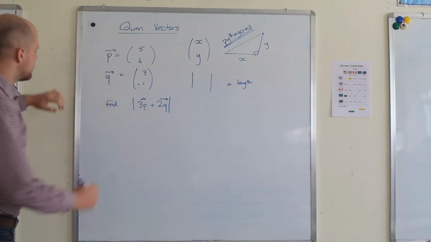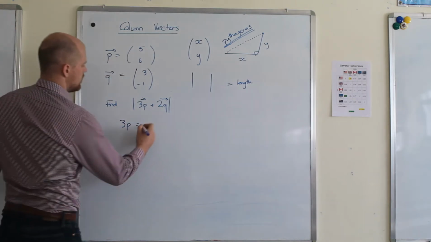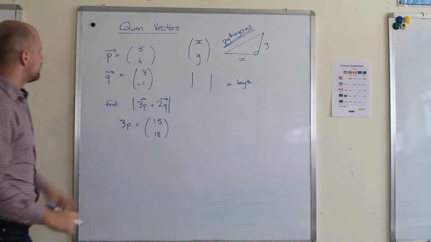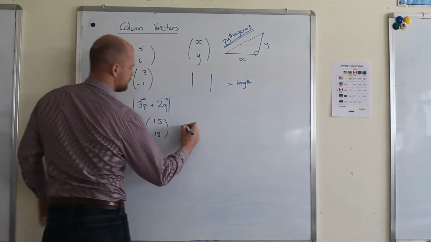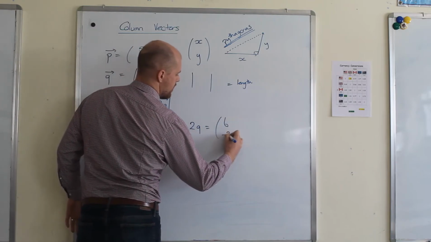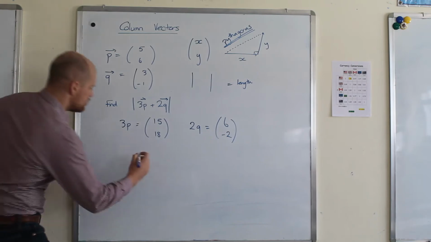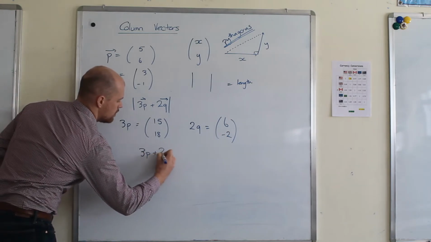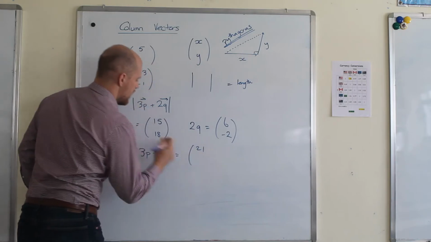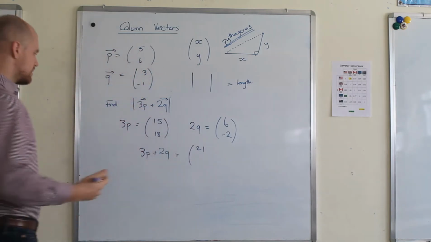So we need to find mod of 3p plus 2q. Let's start by finding 3p. So I just take 3 lots of this. That would be (15, 18). And we'll find 2 lots of this, which would be (6, -2). 3p plus 2q, you add them together. So you get 15 plus 6 is 21. 18 plus minus 2 is 16.